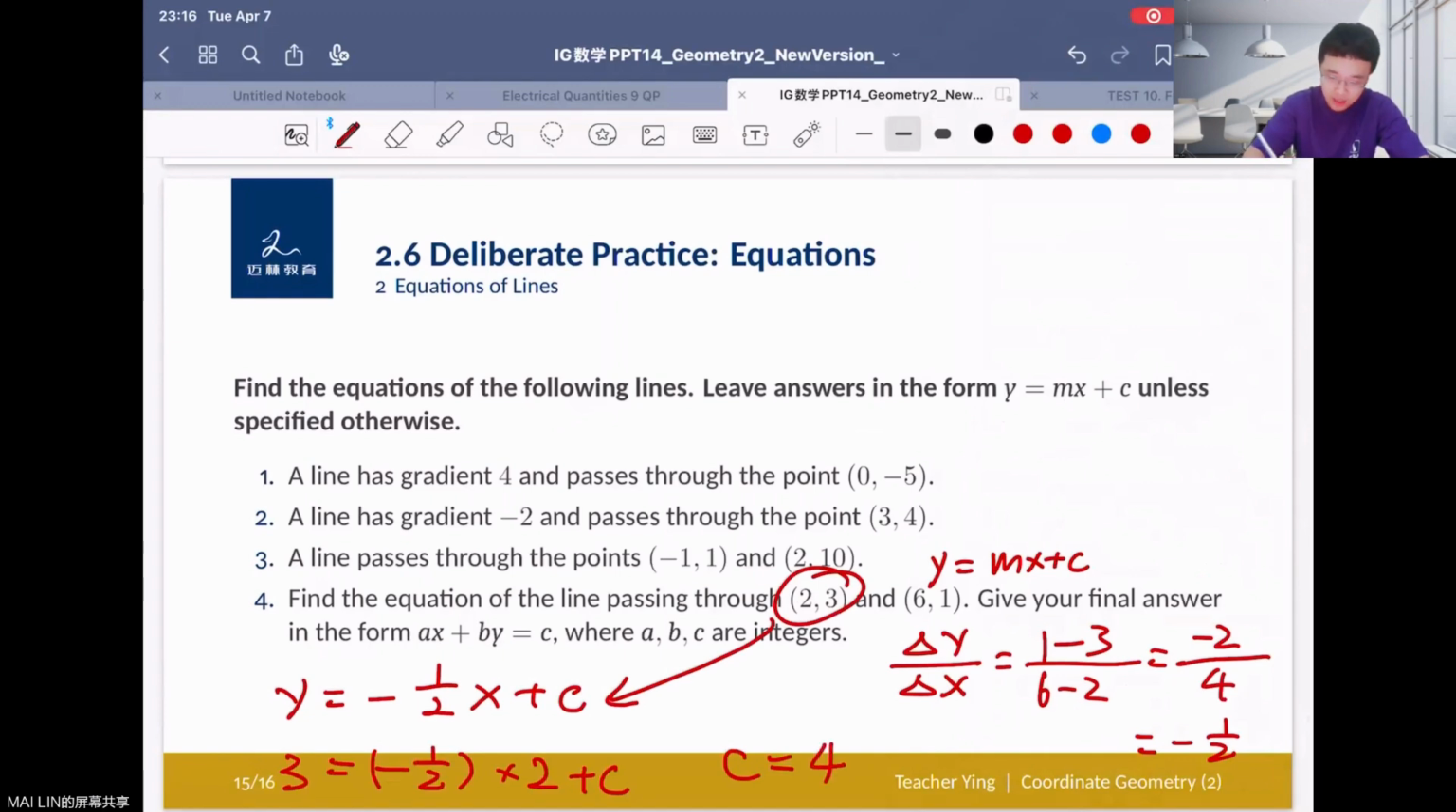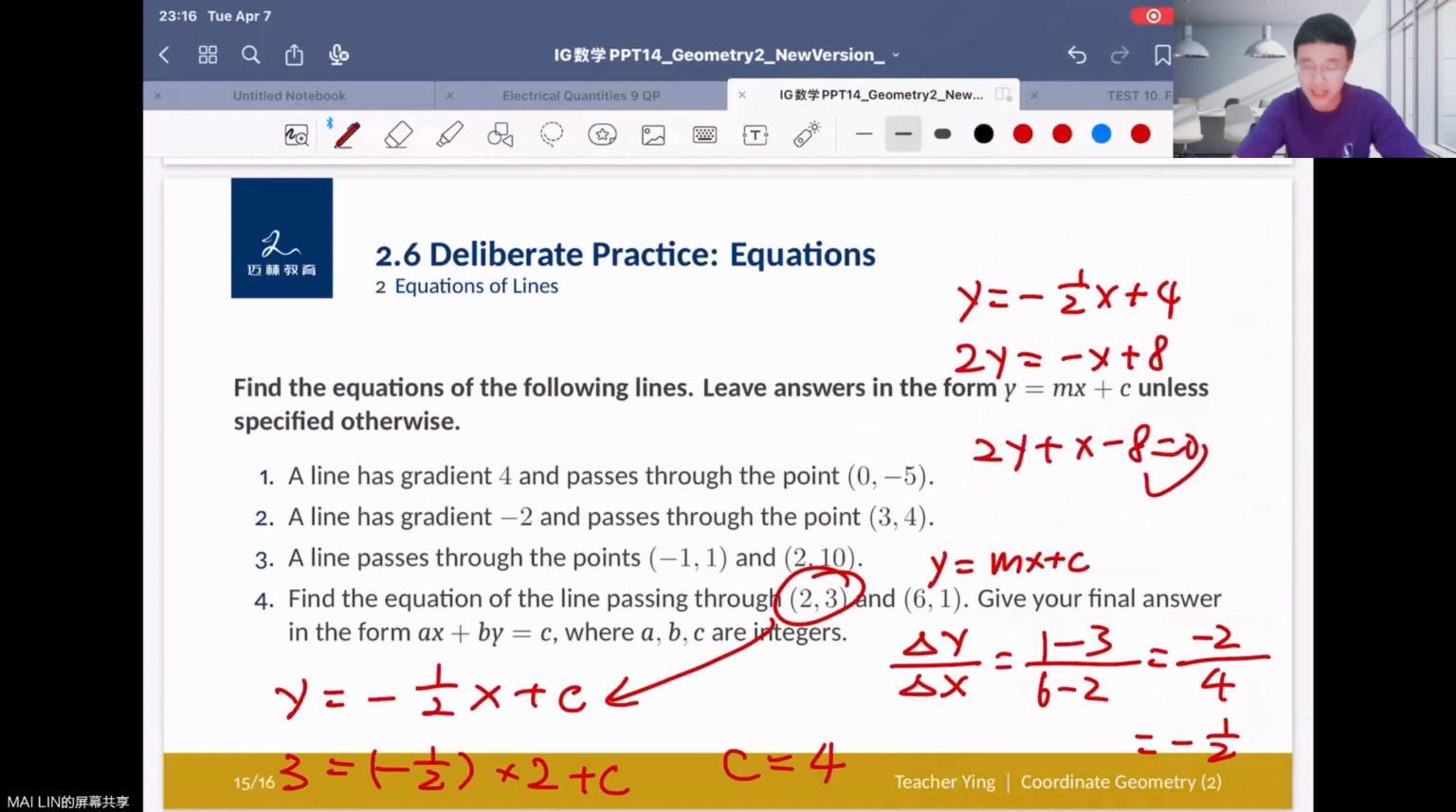That is the equation right here. So you can set y equals -1/2 x plus 4, and then you can times 2 on both sides, right? So here is 2y equals -x plus 8. So just try to rewrite it, okay? So it's 2y plus x minus 8 equals 0, okay? This is the fourth question right here.